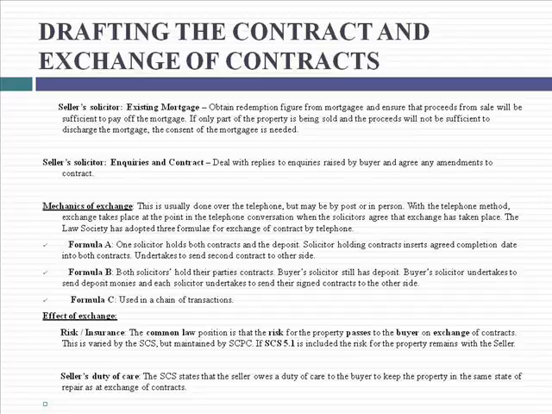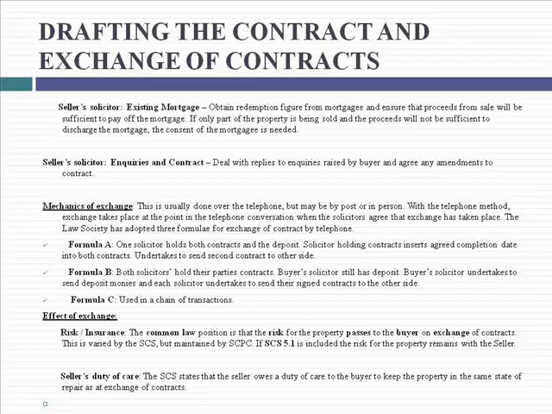Mechanics of exchange. This is usually done over the telephone, but may be by post or in person. With the telephone method, exchange takes place at the point in the telephone conversation when the solicitors agree that exchange has taken place. The Law Society has adopted 3 formulae for exchange of contracts by telephone. Formula A: one solicitor holds both contracts and the deposit. The solicitor holding the contracts inserts the agreed completion date into both contracts and undertakes to send the second contract to the other side.